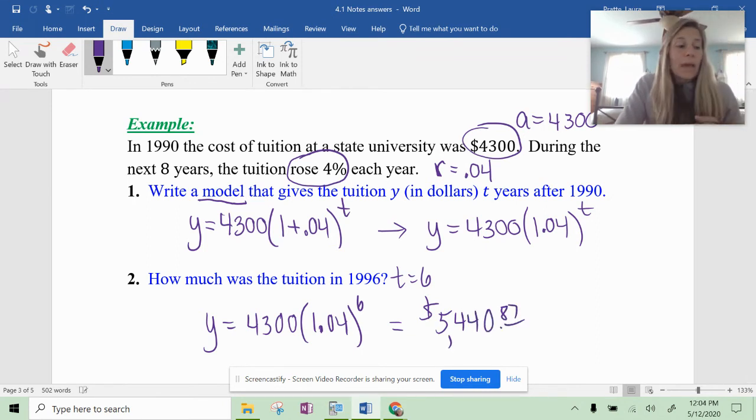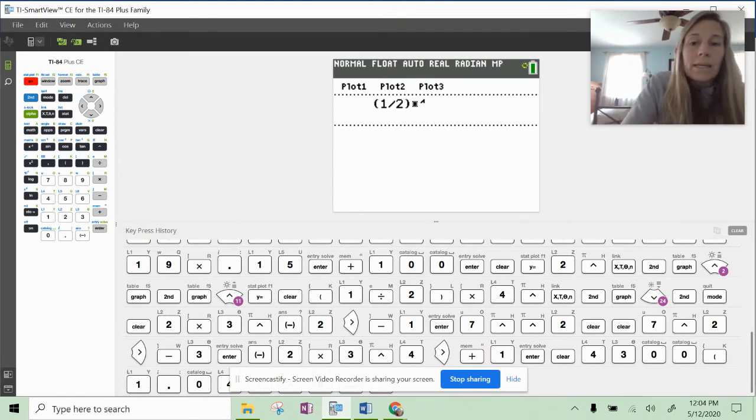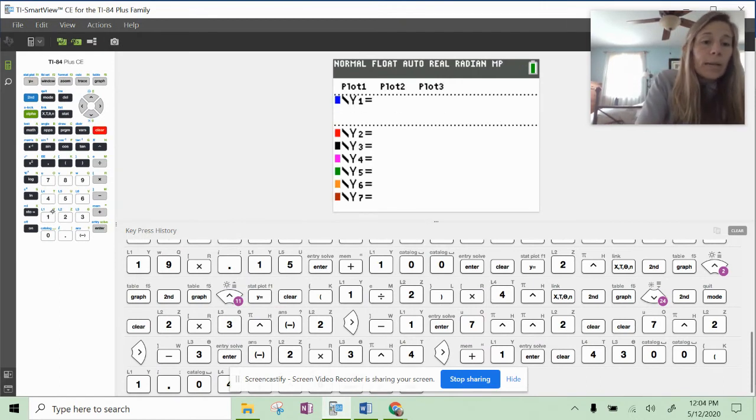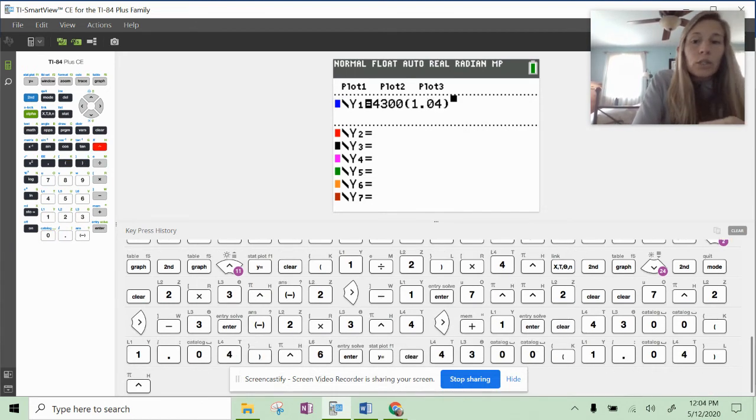Now, if you had to calculate this for multiple different years, let's say it asked you for tuition in 96, 98, and 2000 or something like that, and you don't want to keep calculating the problem multiple times, you can use your y equals instead. Type it in there, 4,300 times 1.04, but instead of raising it to a number, you're going to raise it to that x. And you'll notice your variable button on the graphing calculator has an x or a t. So that's why you have to put that there.